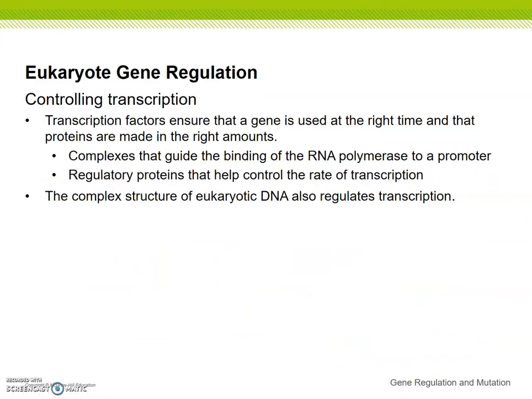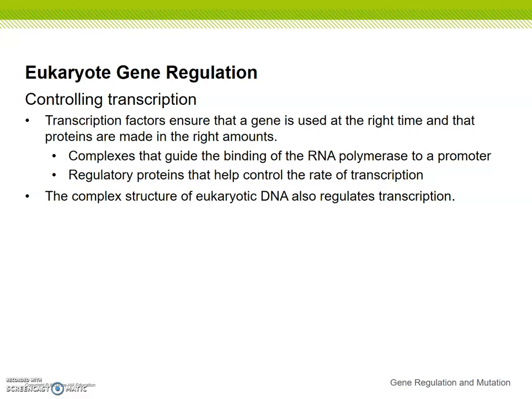Now that was for prokaryotic gene regulation. It's a little bit different with eukaryotic gene regulation. So transcription factors ensure that a gene is used at the right time and that proteins are made in the right amounts. Complexes that guide the binding of the RNA polymerase to a promoter are there, and regulatory proteins that help control the rate of transcription are there as well. So the complex structure of eukaryotic DNA also regulates transcription. So there are various things that go into regulating our gene expression, also transcription.